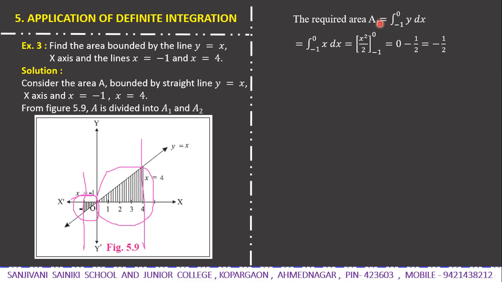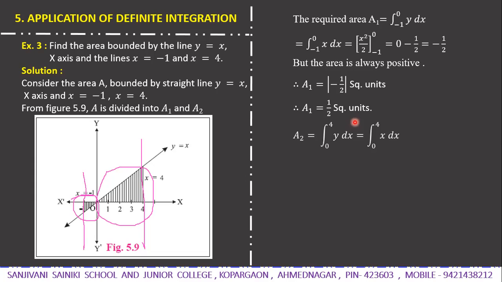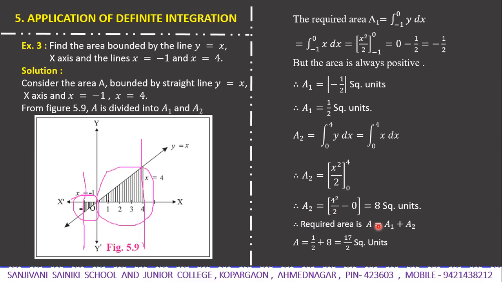So first of all we will find a1, -1 to 0. Its area is -1 upon 2, but area is never negative, area is always positive, so we will take its modulus, so that a1 is equal to 1 upon 2 square units. Then we will go for a2. The area lies in the first quadrant. 0 to 4 y dx is 0 to 4 x dx. So take its integral and find the area, 8 square units. Then we will take addition of these two areas. 17 upon 2 square units is the required area.